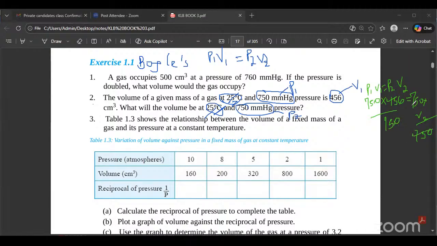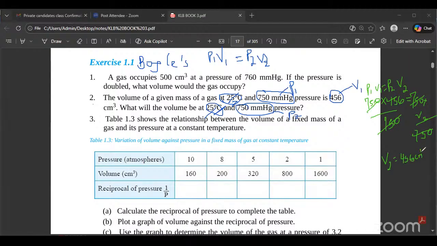So these 750 and 750 go. 750 of this side and 750 of this side go. We will find V2, ni ngapi? I don't know if you are seeing that the answer was already there. 4, 5, 6.